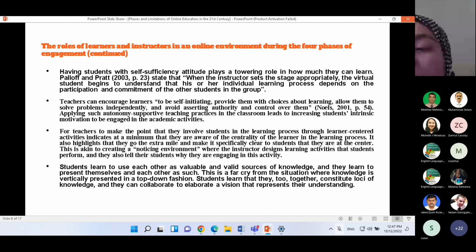Students learn to use each other as valuable and valid sources of knowledge, and they learn to present themselves and each other as such. This is a far cry from the situation where knowledge is vertically presented in a top-down fashion. Students learn that the two together constitute loci of knowledge and they can collaborate to elaborate a vision that represents their understanding. Now we move to the slide of limitations of online education.